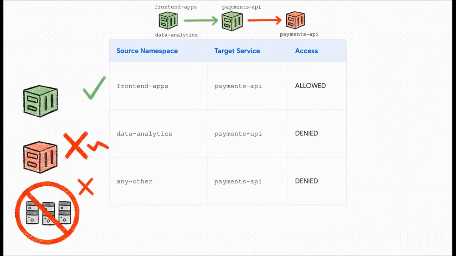And what's so cool is how that chunk of YAML translates directly into something like this, a super clear, human-readable access list. Traffic from front-end apps to our payments API, allowed. But a request from the data analytics namespace, or anywhere else for that matter, denied. Just blocked by default. This is that denial posture we've been talking about, made real.